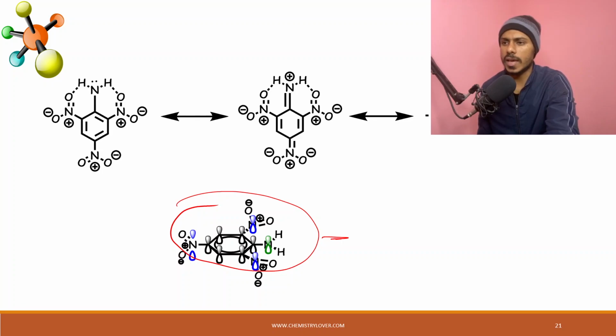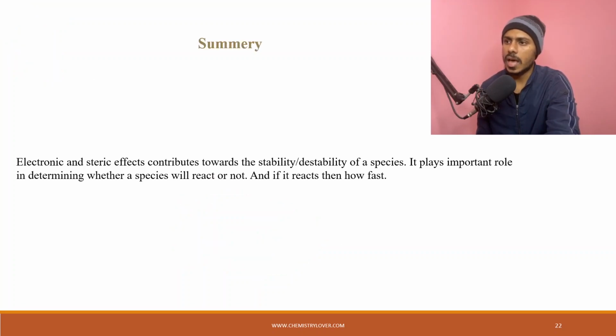Now we come to the end of today's lecture, and if we summarize what we have learned today, electronic effect is very important in deciding whether a particular compound will react or not, or if it reacts, how fast it will react. And also steric effect plays an important role in determining the basicity and acidity of a molecule. So that's all for today.